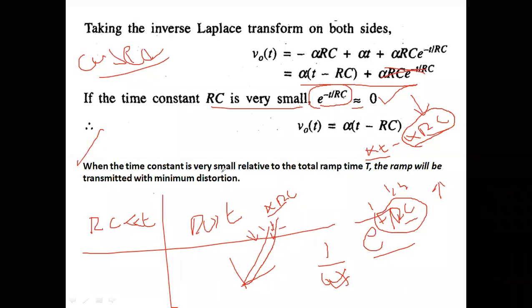If the time constant is very small relative to the total ramp time period, the ramp will be transmitted with minimum distortion. That means the ramp signal will be transmitted to the output of our low pass circuit with minimum distortion. We will see that in our waveform also, while we are drawing the waveform. This is our first case, where the time constant is very small.